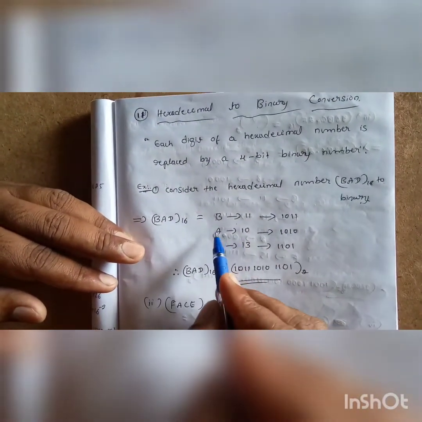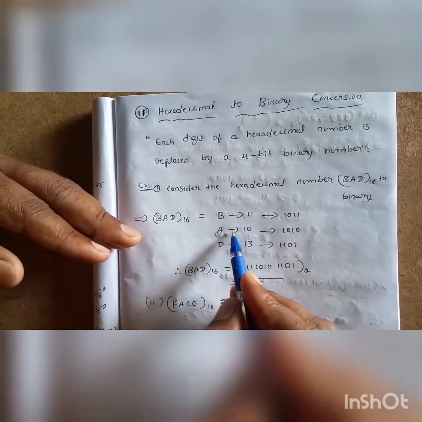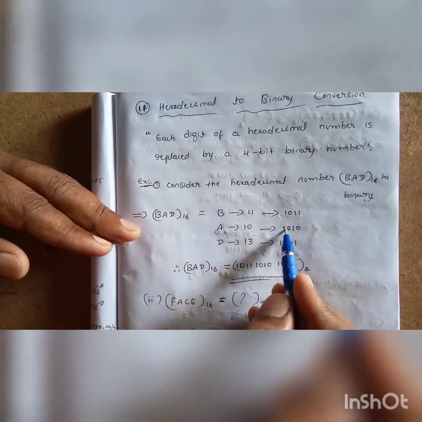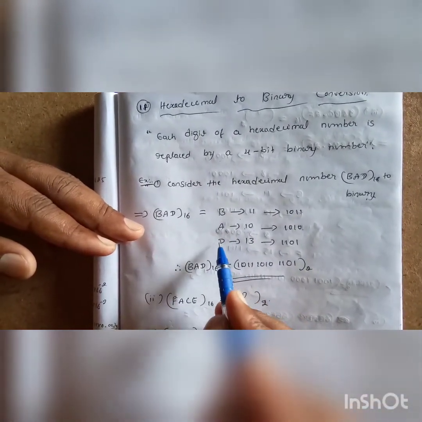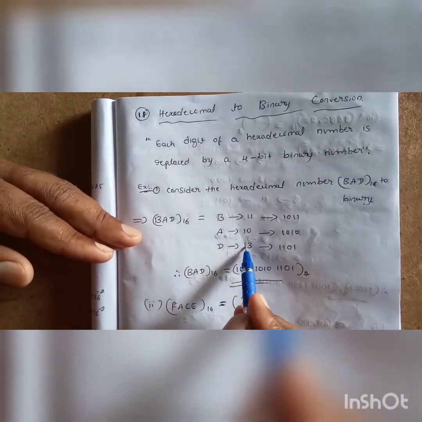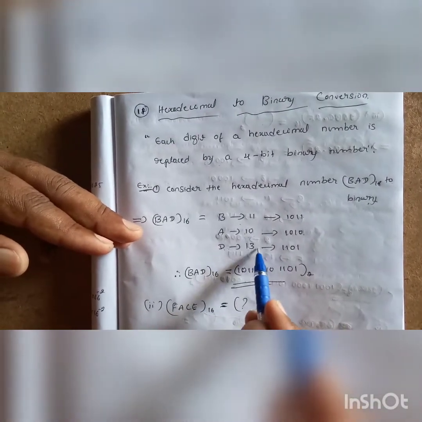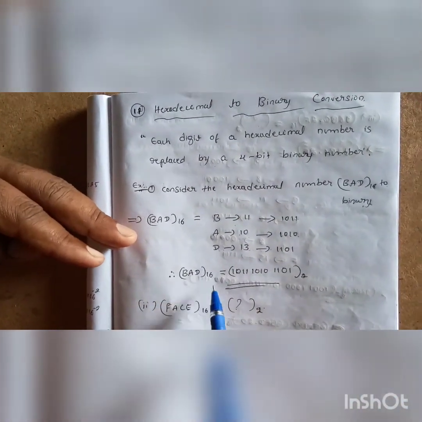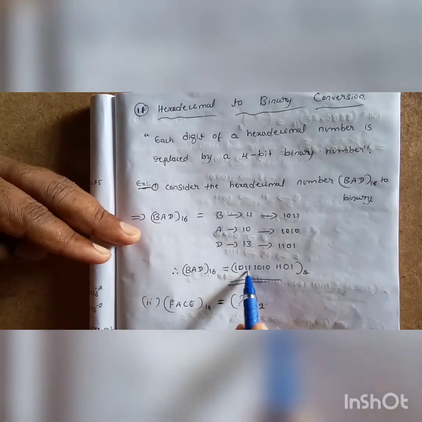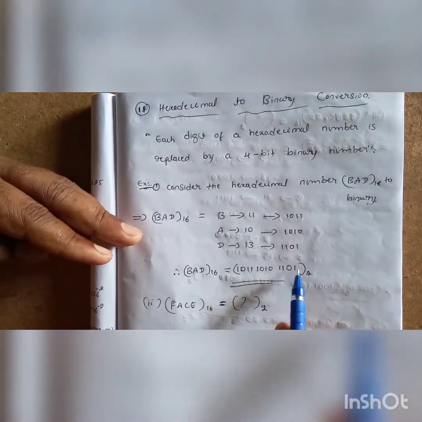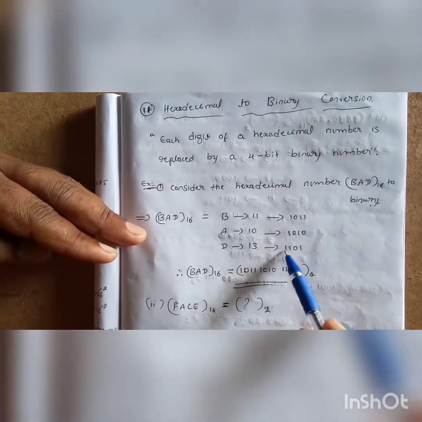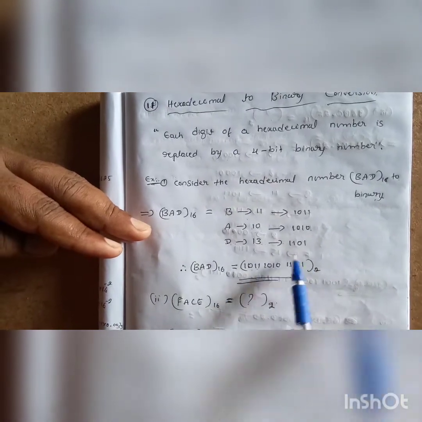Again, the decimal value of A is 10, and the binary value of 10 is 1010. The decimal value of D is 13, and the binary value of 13 is 1101. Therefore BAD base 16 equals 1011 1010 1101 base 2, which is 101110101101. This is the answer.